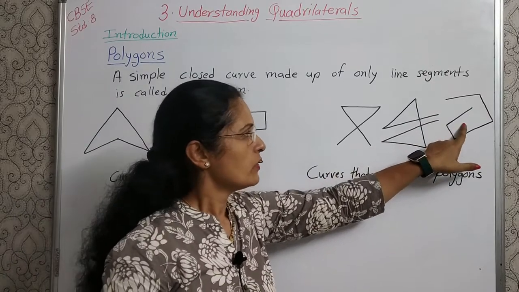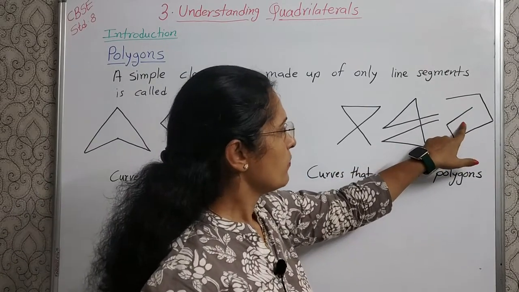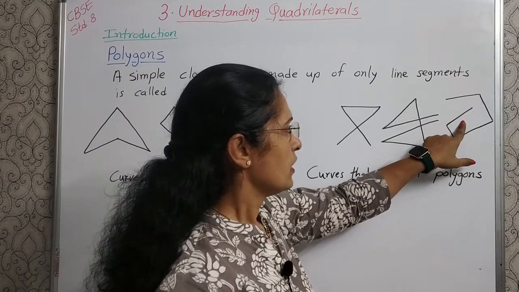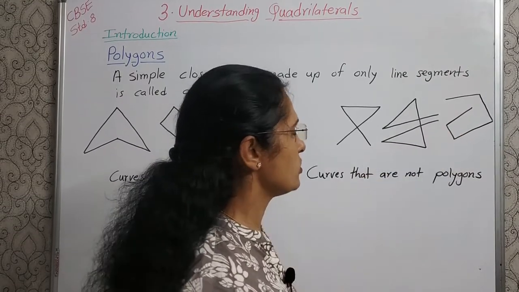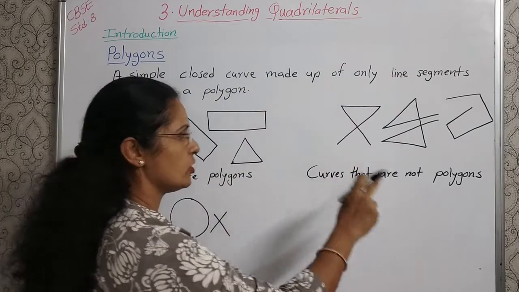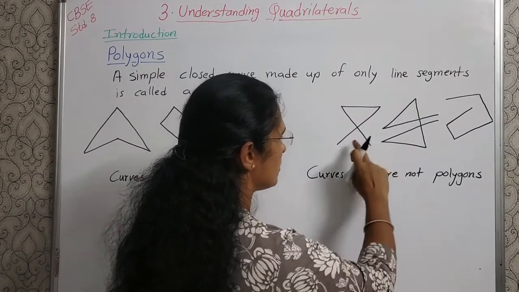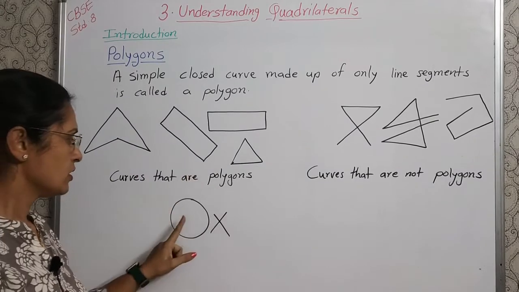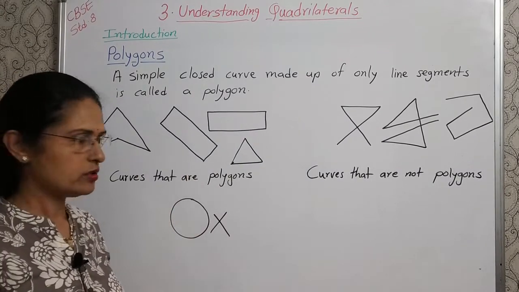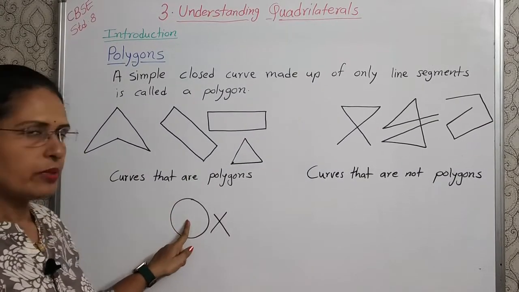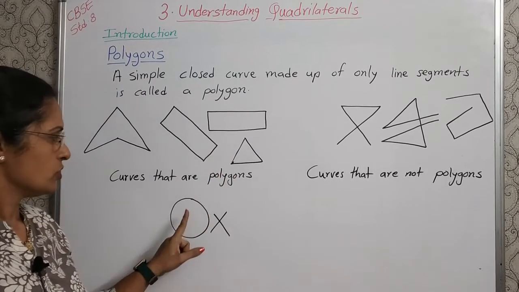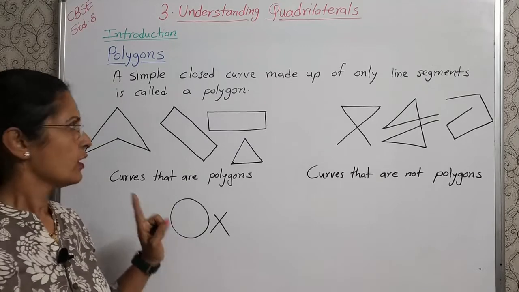And here nothing is overlapping, but it is not a closed curve. It is simple, but it is not a closed curve. So this is also not a polygon. So these curves are not polygons and these curves are polygons. Circle is not a polygon, though it is a simple closed curve, but it is not made up of line segments. So circle is not a polygon.